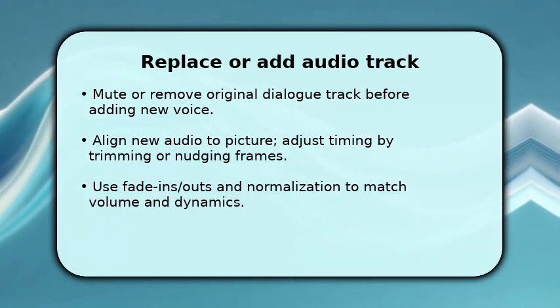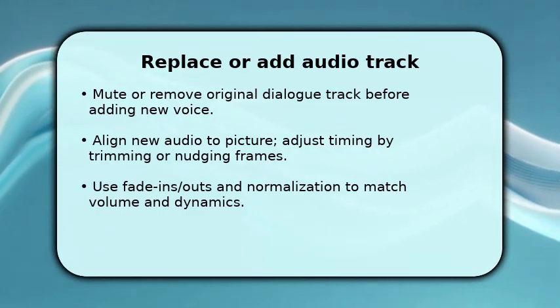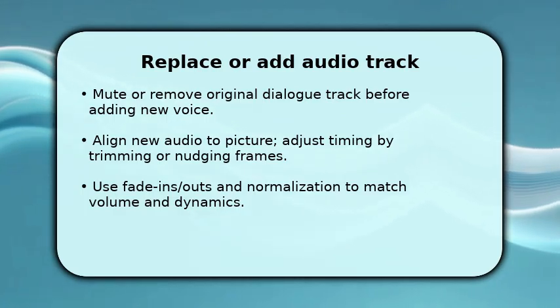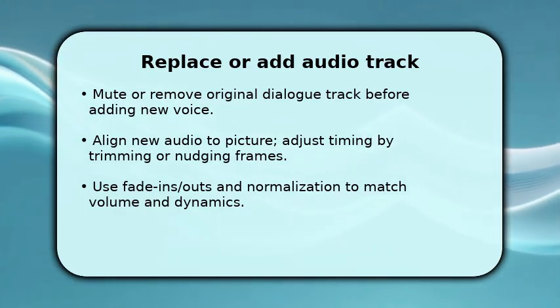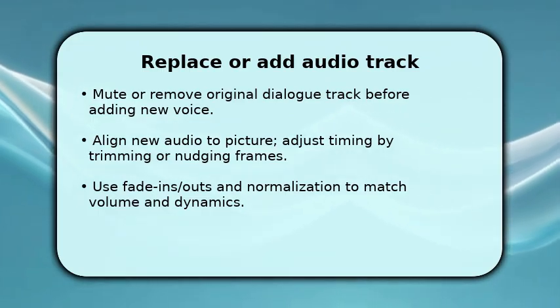If timing is off, trim or nudge the clip frame by frame. You do this to keep lip sync and scene pacing. Next, apply normalization and gentle fades to blend levels. Once done, preview full scenes to verify sync and natural pacing.